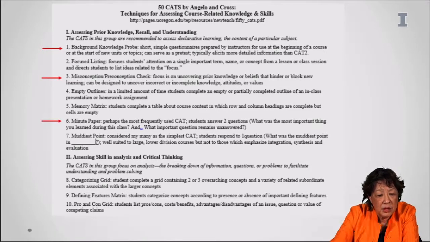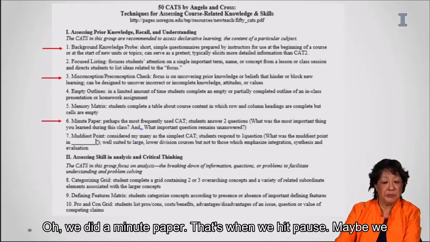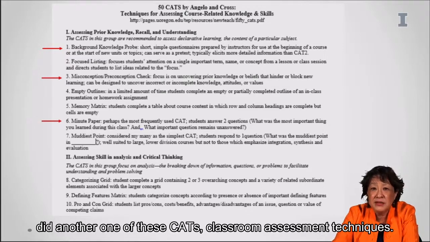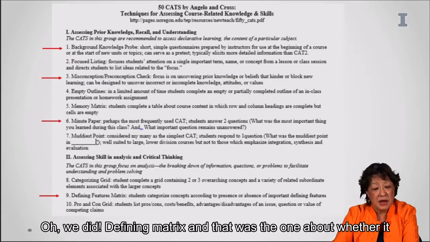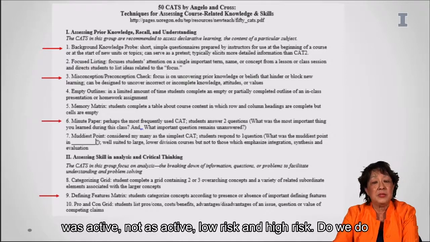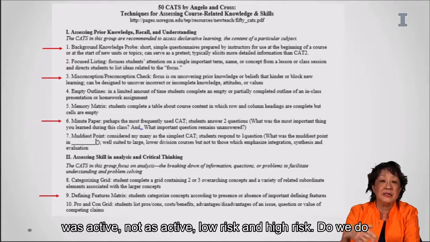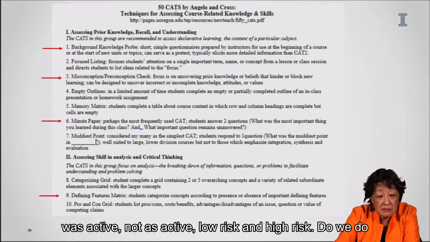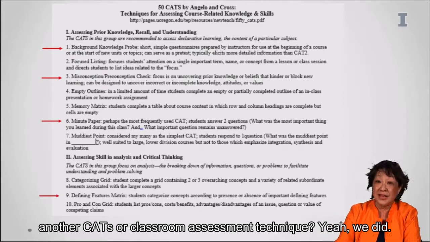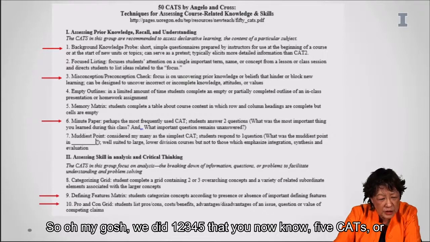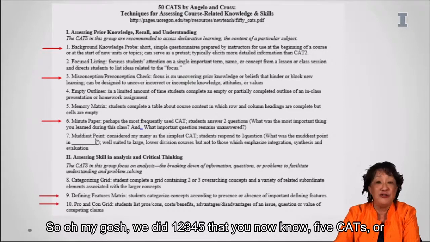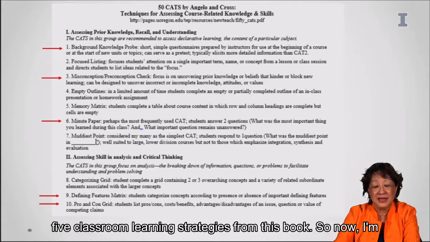Did we do any more? We did a minute paper. That's when we hit pause. Maybe we did another one of these CATs, classroom assessment techniques. Oh, we did. Defining matrix, and that was the one about whether it was active, not as active, low risk, and high risk. Did we do another CAT, or classroom assessment technique? Yeah, we did the pros and the cons, and that was the hurdle one. So, oh my gosh, we did 1, 2, 3, 4, 5. You now know 5 CATs, or 5 classroom learning strategies from this book.